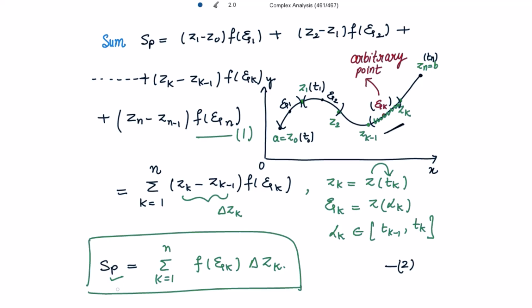If this sum is taken over all possible partitions P, which is tending to the unique limit I as n tends to infinity, as the number of points tends to infinity, and simultaneously the mesh or norm of P tends to 0, then we say that the function f of z is integrable along this arc L.